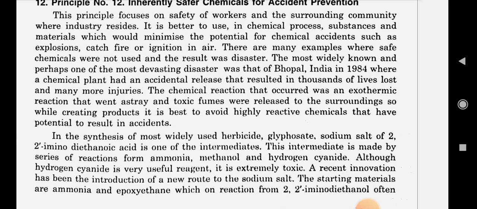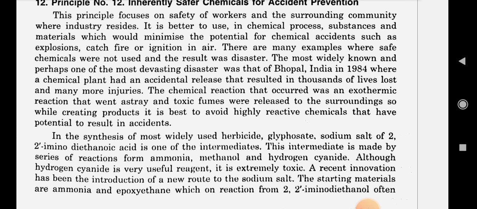was that of Bhopal, India, in 1984, where a chemical plant had an accidental release that resulted in thousands of lives lost and many more injuries. The chemical reaction that occurred was an exothermic reaction that went astray, and toxic fumes were released to the surroundings. So while creating products, it is best to avoid highly reactive chemicals that have the potential to result in accidents.